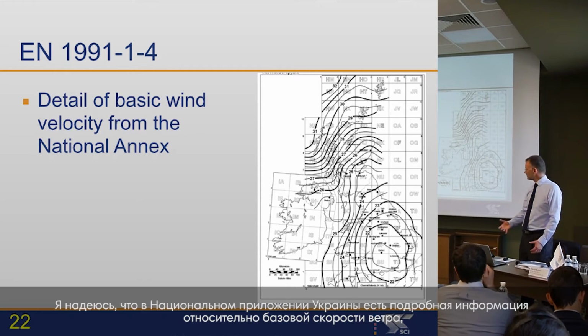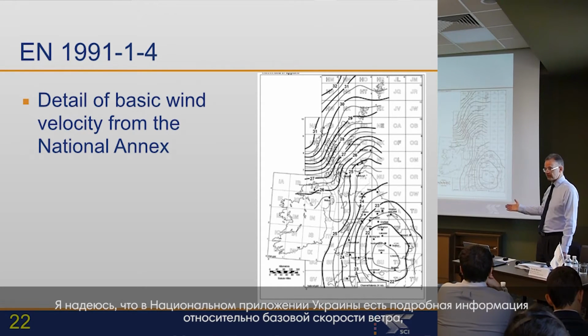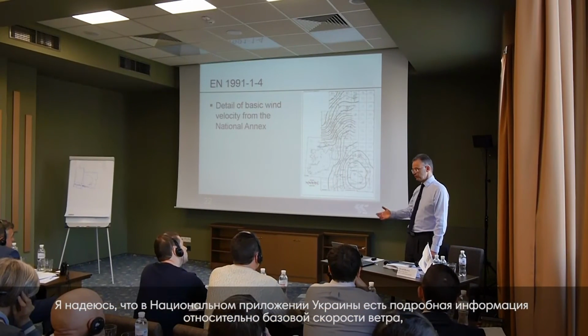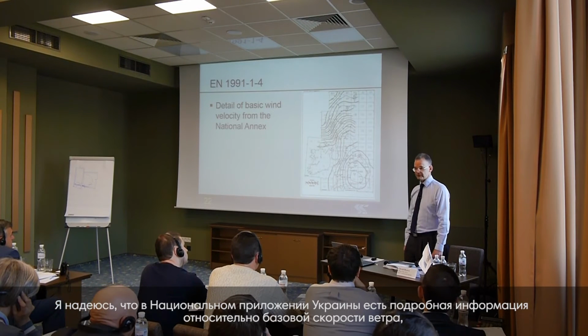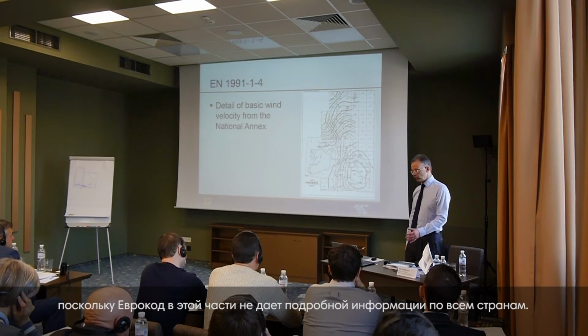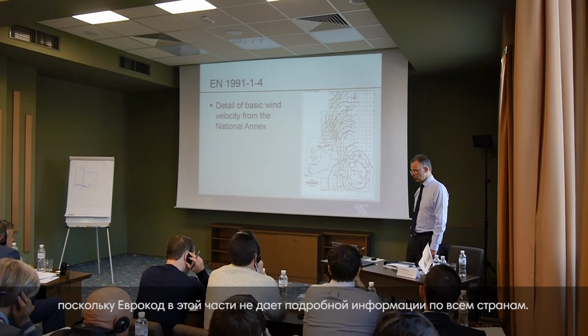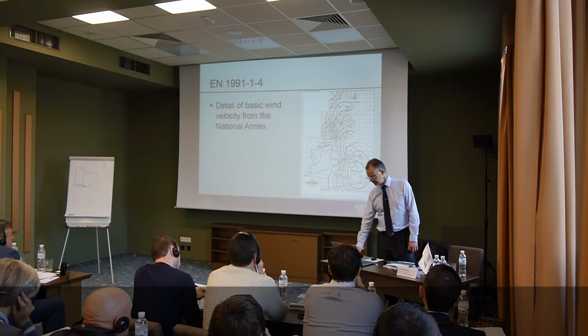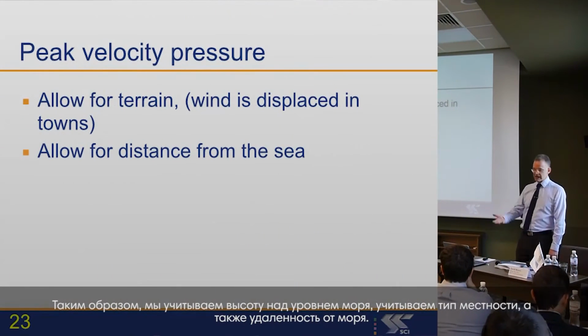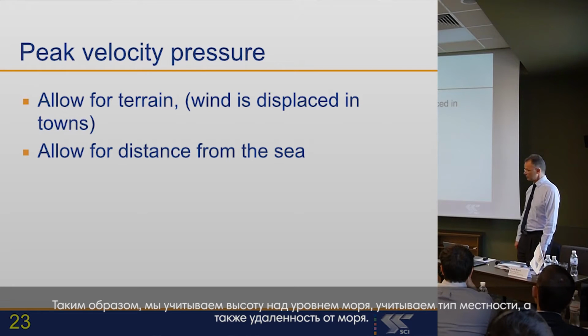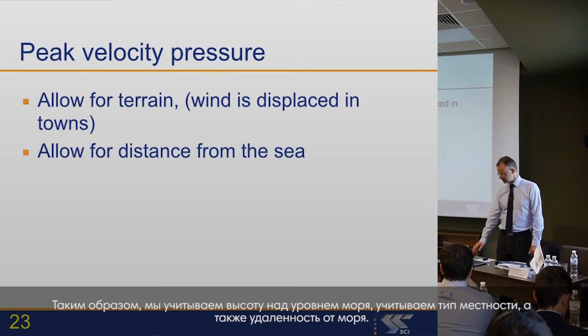So I would expect that in the Ukraine you will have something in a national annex which tells you about the basic wind speed. Clearly the core Eurocode is not sufficiently detailed to cover all the countries. Then we would allow for the altitude, we would allow for the type of ground, whether we are in the town or whether we are in the country. We would allow for the distance from the sea.